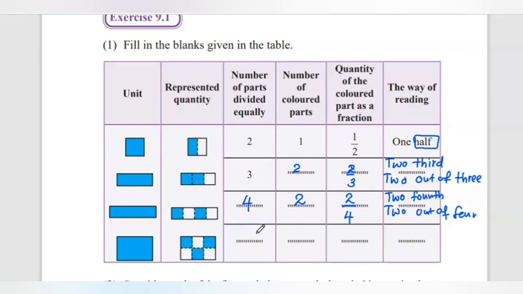Okay, try answering again. There is a 1 unit, then how many equal parts are there? 6 equal parts. The number of colored parts, 3. How do we express this? 3 out of 6. Then how do we read this one?